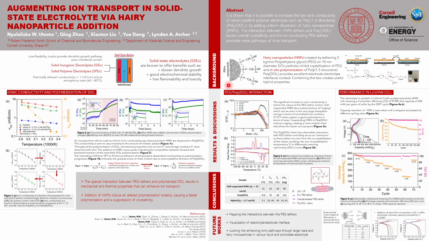Combining these two can actually mean taking benefits of both materials. This is why we synthesized hairy nanoparticles by tethering polyethylene glycol, PEG, onto nano-sized silica. Dispersing this in poly-1,3-dioxolane precursors allows for in situ polymerization inside the electrochemical cell. That is basically tackling the poor interfacial contact problem while at the same time increasing mechanical and dielectric properties.